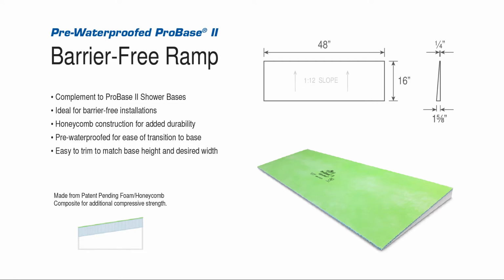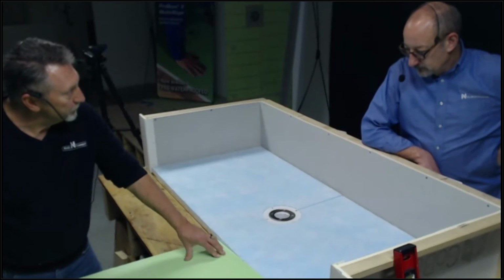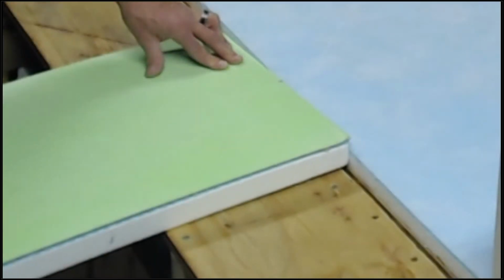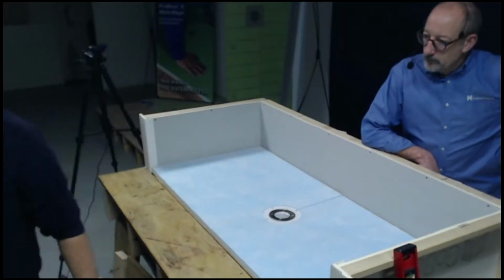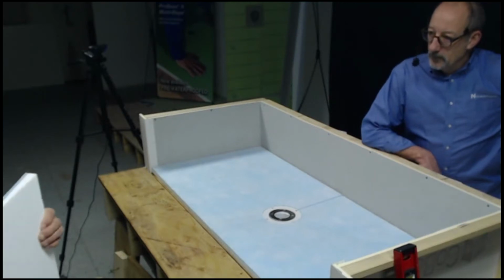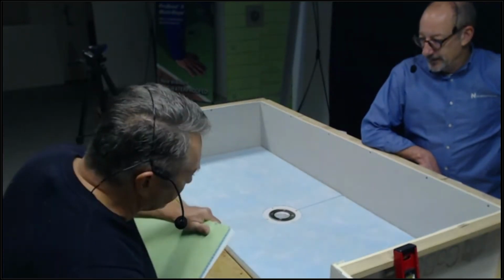So just basically butt the ramp up to your base, wherever it's flush. Match the height. Take your straight edge, take a utility knife, and then cut that down. It'll easily cut through the honeycomb and then snap it. So you've got one here. I've got one here, I cut already down.